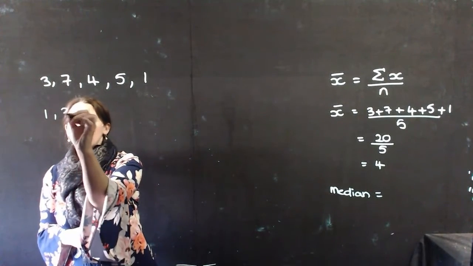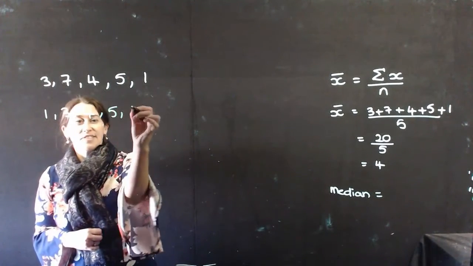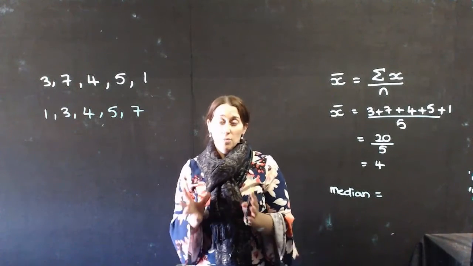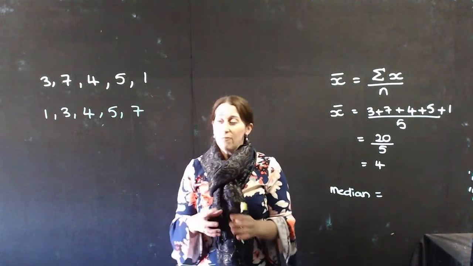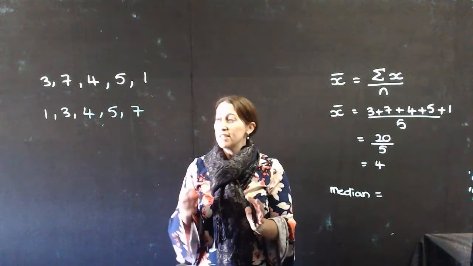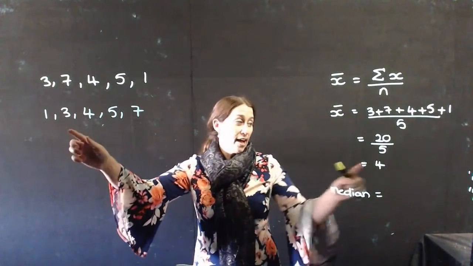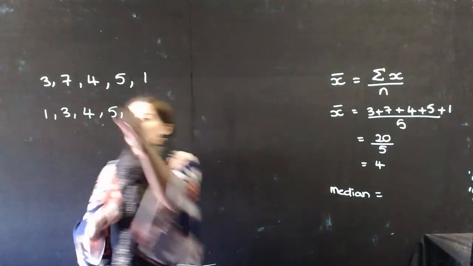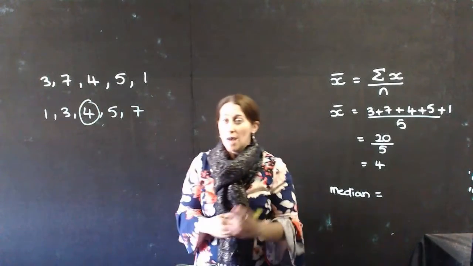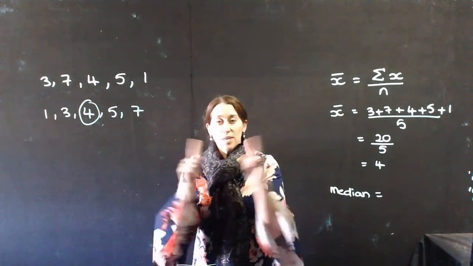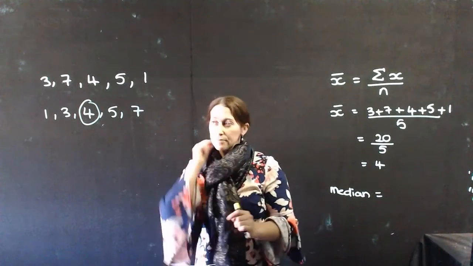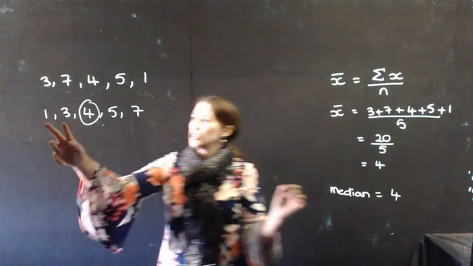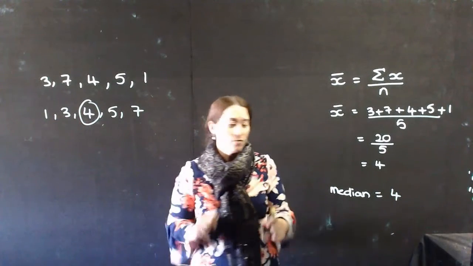So I've got 1, 3, 4, 5, and 7. Then I need to look at, well, am I dealing with an even number of data or an odd number of data? If there is a difference, because if there is an odd amount of data, which I have, 5, there is a center, there is a middle piece of data. If I'm dealing with an even amount of data, then the median will be in between the middle 2 numbers. So here you can see 4 is the median because it's the middle number. There are 2 numbers either side of the central value.